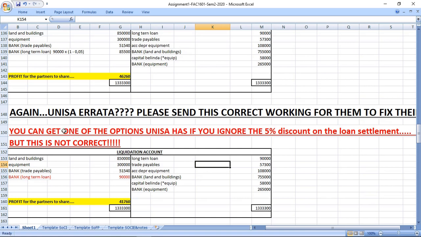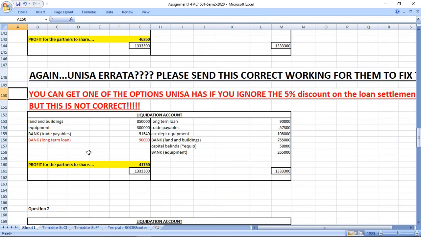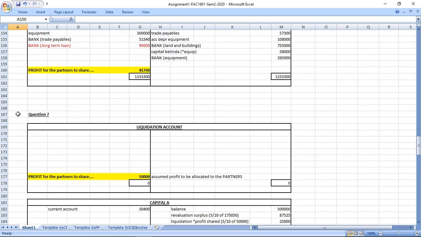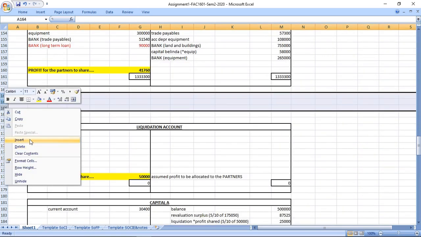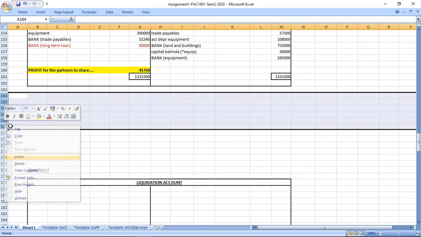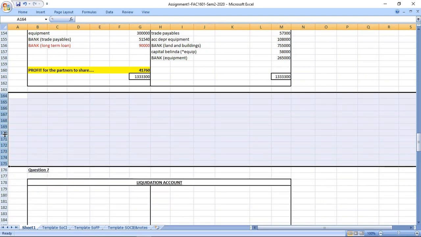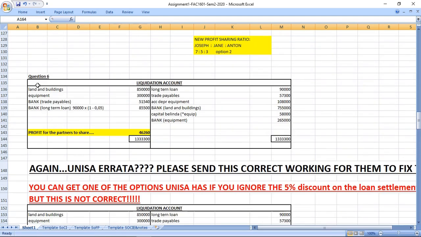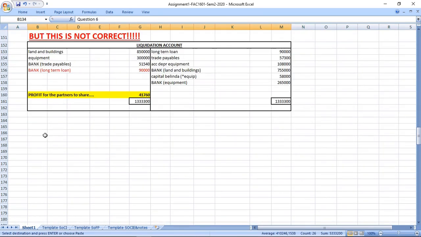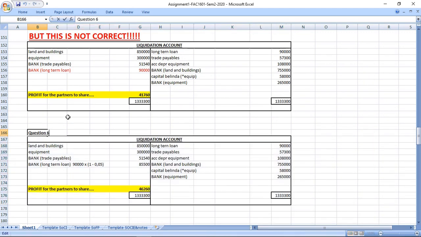Okay, so if I look at the working, let's just see what I had assumed here initially. You can get one of the options if you ignore the 5% discount. Okay, let's do the same thing as what I did for the other one. I'm going to just add lines and then do it again, and then we'll see if it changes anything. Okay, so the first one that I did was this one. Okay, copy paste. Alright, and then let's just put a note here. After the UNISA errata. Okay, let's write down what they actually had indicated.